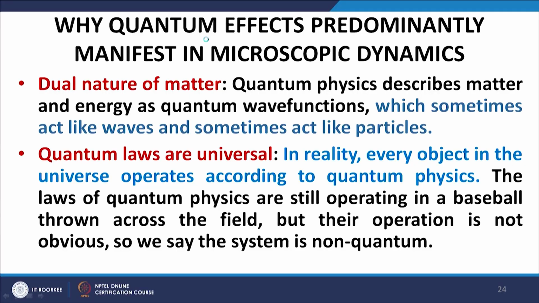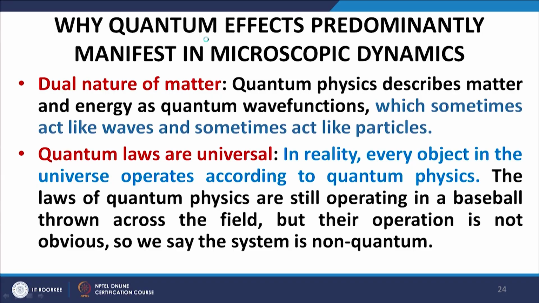Let us know what quantum mechanics is. Quantum mechanics says that all objects in this universe have a dual nature, that is, they have a wave nature and a particle nature. Both of them simultaneously exist in every particle. So, sometimes the object behaves like a wave and sometimes like a particle. But the important thing is that quantum effects are universal.